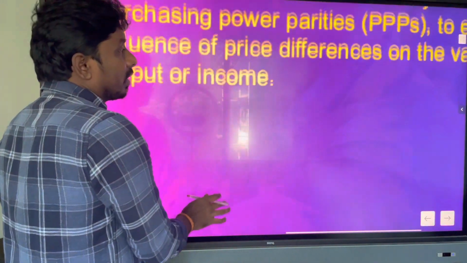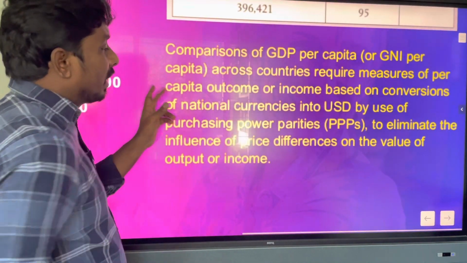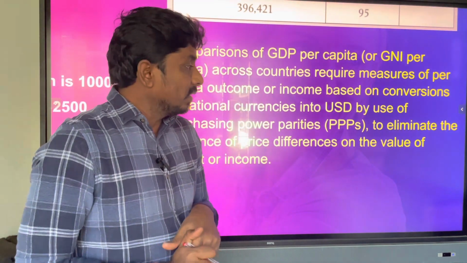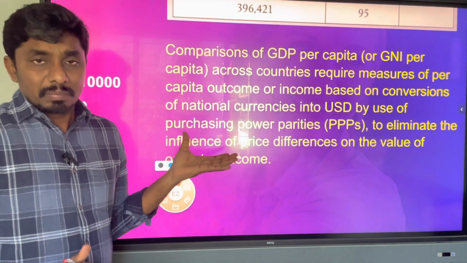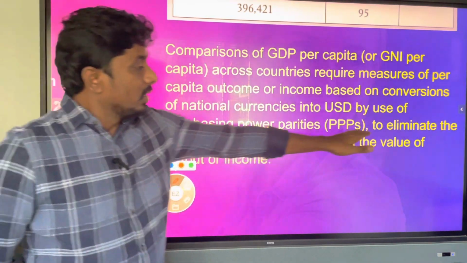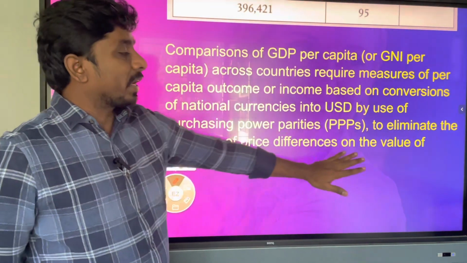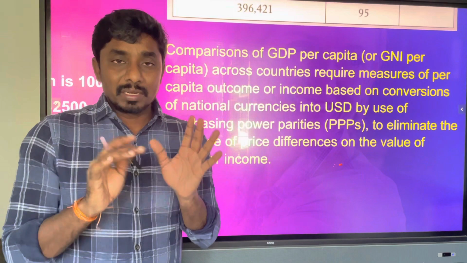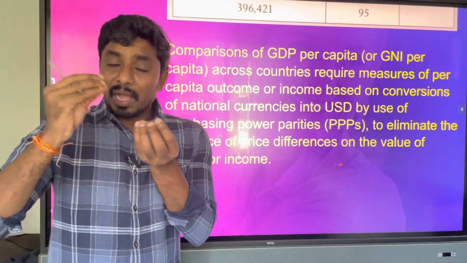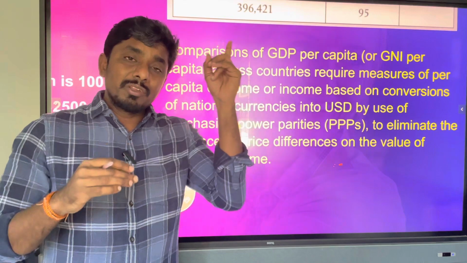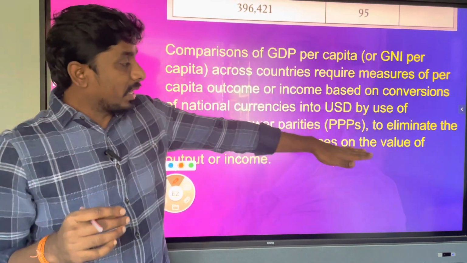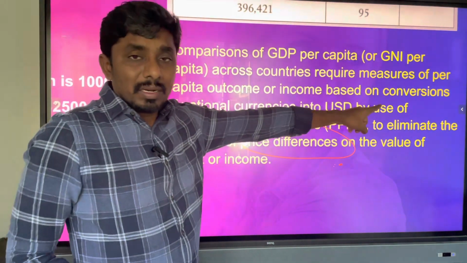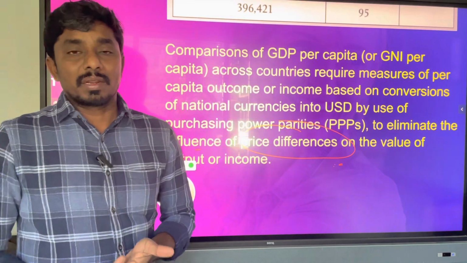For example, here I have given an example: all the national currencies are converted into US dollars by using purchasing power parities. Why do we need a common or single currency? To eliminate the influence of price differences. Each country has a different currency, and the price level varies. But when we use a common currency, we can easily eliminate the price differences. That is the reason we go for the PPP model, the purchasing power parity model. Okay, thank you.